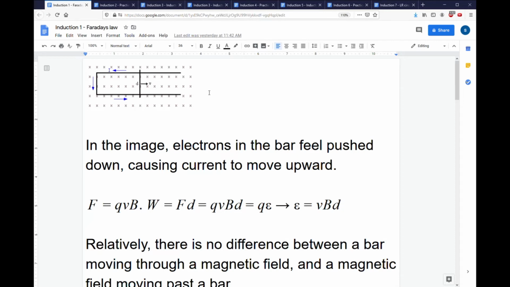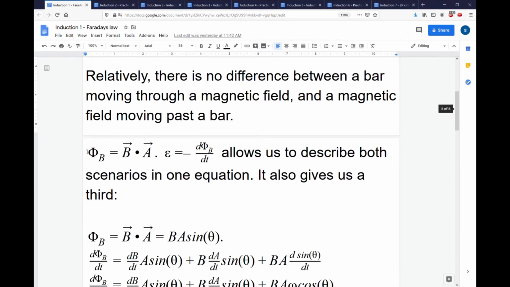So let's make this formal. Let's define this quantity right here, called the magnetic flux. Now, we saw electric flux when we were talking about Gauss's law. Electric flux, remember, was electric field times area. So magnetic flux is similar. Magnetic flux is magnetic field times area.